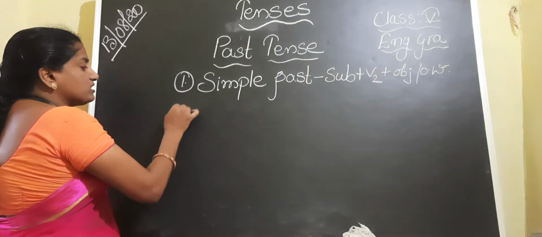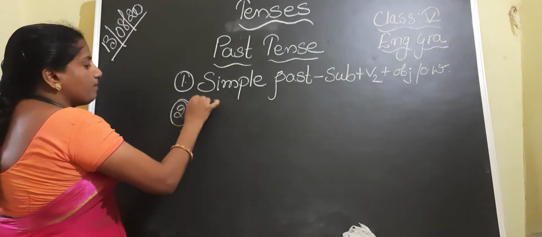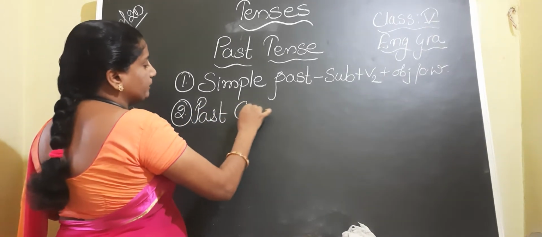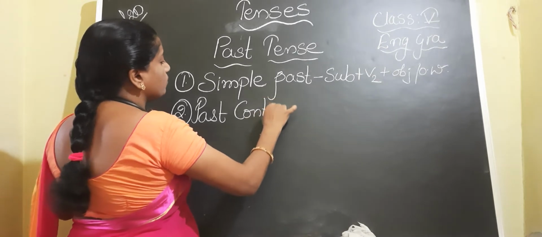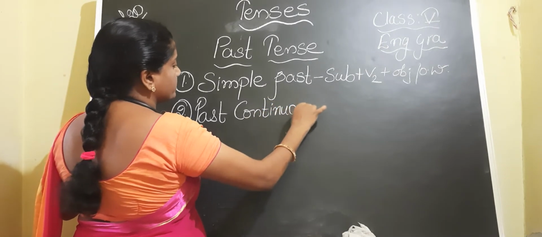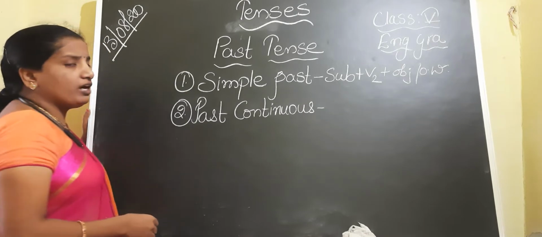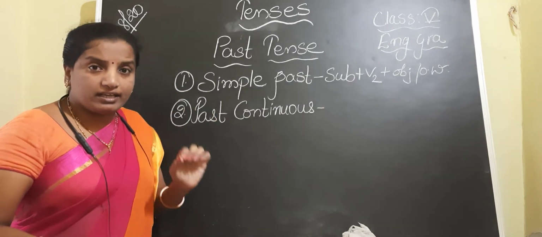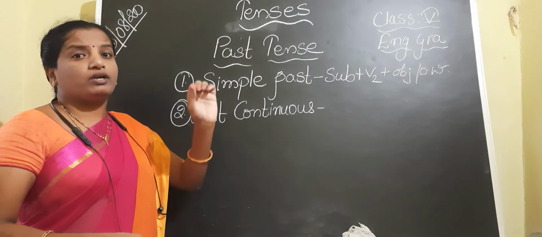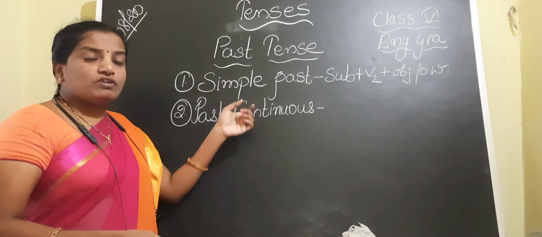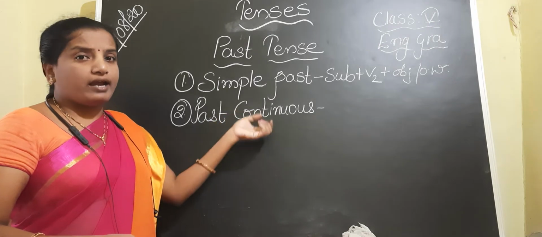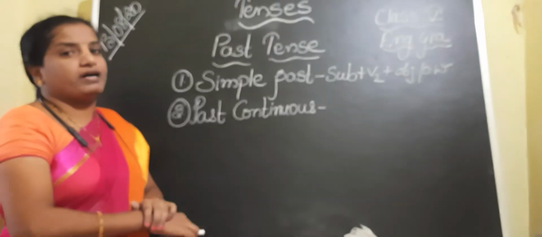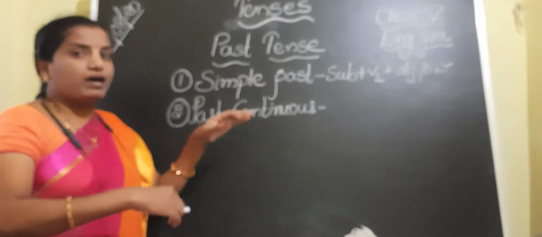Our next tense in the past tense is, children, past continuous. See, children, it is a little bit confusing for you. Past continuous. Whenever we are talking about the past continuous, it is a tense which is used to denote the actions which happened in the past and continued for some time in the past and completed in the past. Totally dependent on the past.